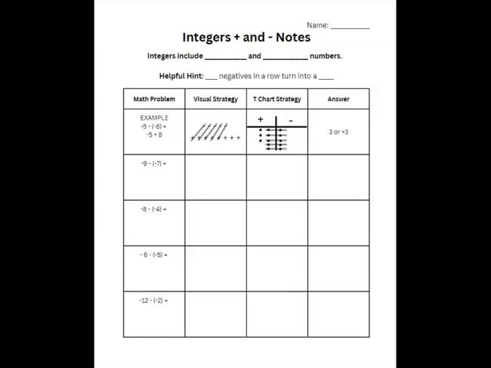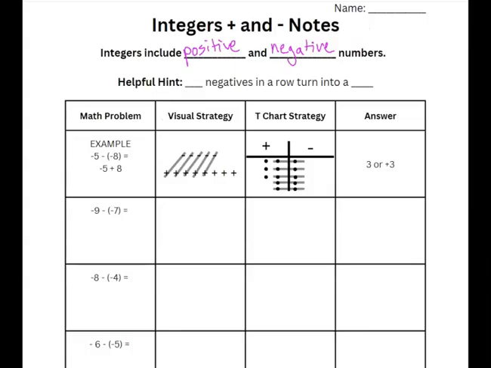Once you've done that, the first thing we're going to do is again fill in the top. Integers include positive and negative numbers. So take a second to go ahead and write in those two words. Our helpful hint for this note page is that when we have two negatives in a row, they actually turn into a plus sign. I'm going to show you how that works on this first example right here.